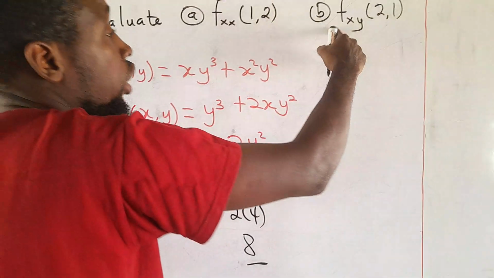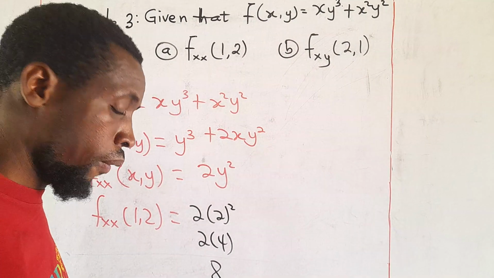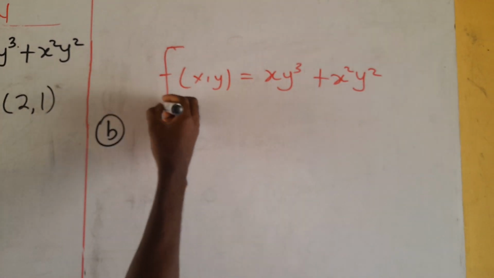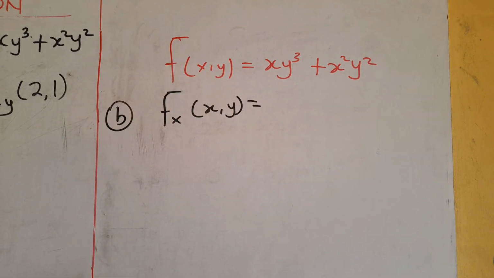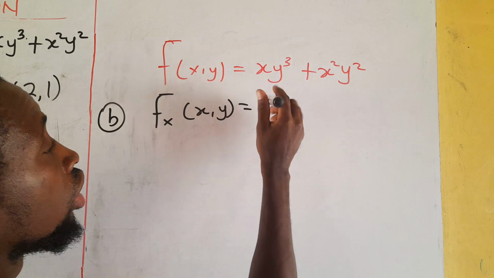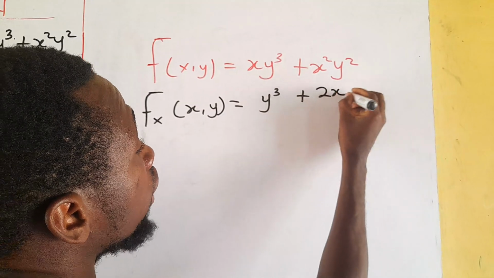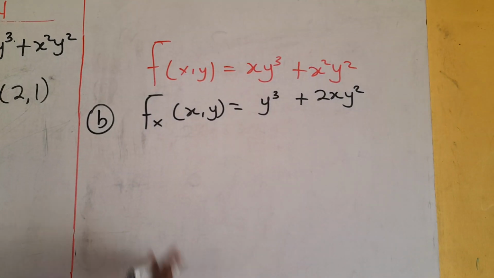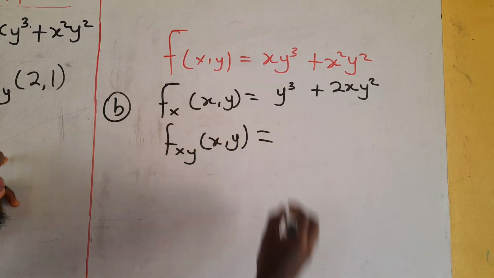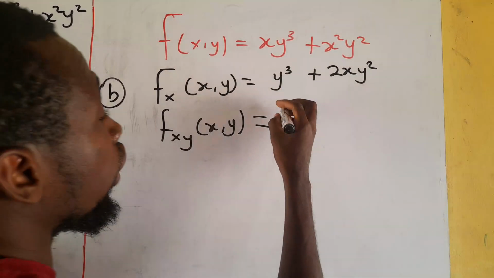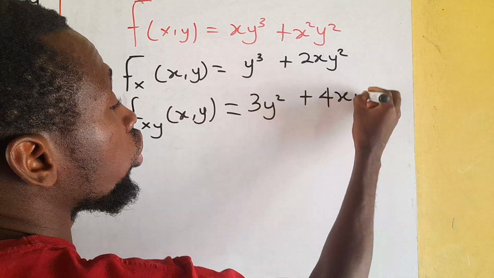Now the second one, the partial differentiation of the function with respect to x, then with respect to y at the point 2, 1. So first, we need to perform partial differentiation of the function with respect to x. In that case, the y will be held constant. So what we have here, we have y cubed, then plus 2xy squared. Then now we perform partial differentiation of the function with respect to y. So the x now will be held constant. So this will give us 3y squared, then plus 4xy.